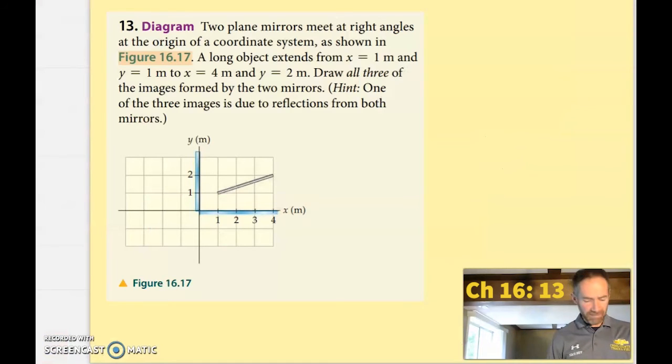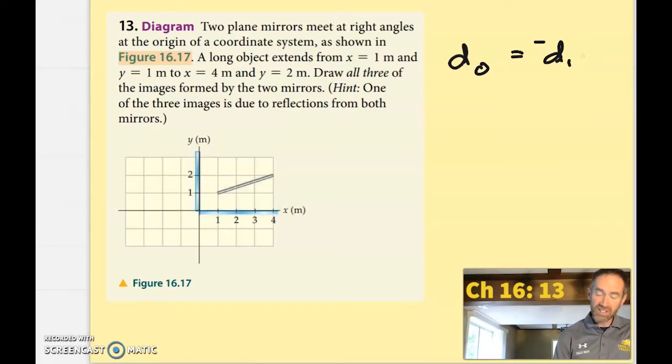Now on number 13, they have a rod that's in front of two mirrors that are at right angles to each other like that. Now, they want you to show the three images that are going to be formed. There's going to be an image formed, if you look at this, basically in all of the quadrants. Now, on a plane mirror, the distance from the mirror to the object and the distance from the mirror to the image are going to be the same size. The only thing is, it's going to be a negative, meaning that the image distance is going to be behind the mirror, whereas the object distance is going to be in front of the mirror.